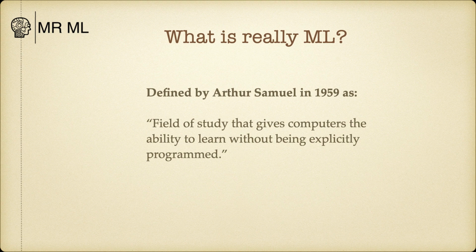So, what is really ML? Well, one thing that might surprise you is that ML is not new. It was defined by Arthur Samuel in 1959. And you can read the definition. It's a field of study that gives computers the ability to learn without being explicitly programmed. And that's very interesting. Ability to learn without being explicitly programmed.